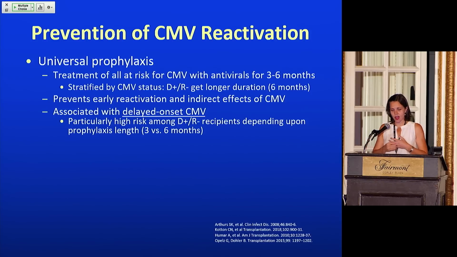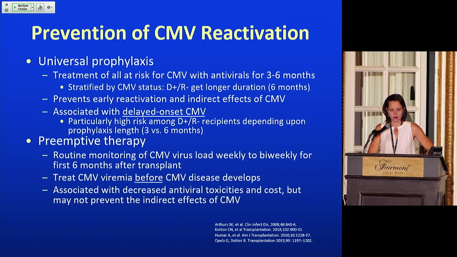This prevents early reactivation and the indirect effects of CMV, but it is associated with delayed onset CMV, which we see most often in the D plus R minus population.